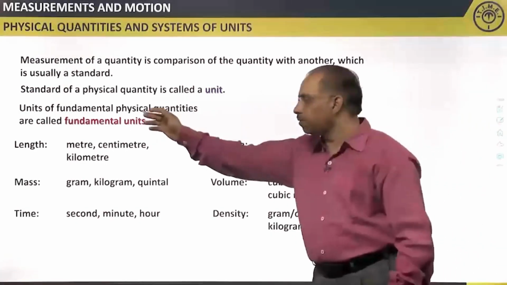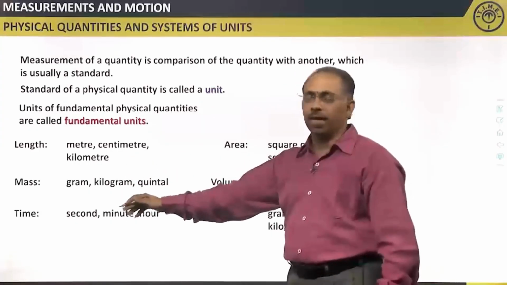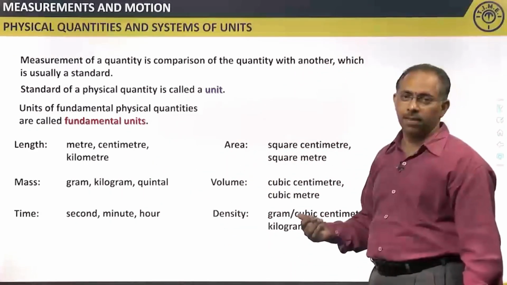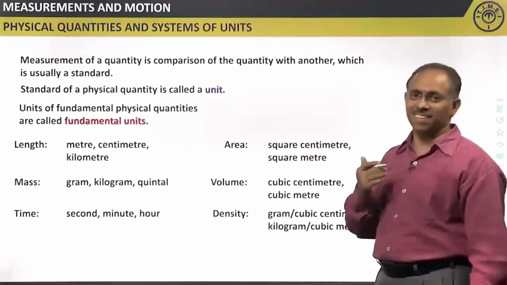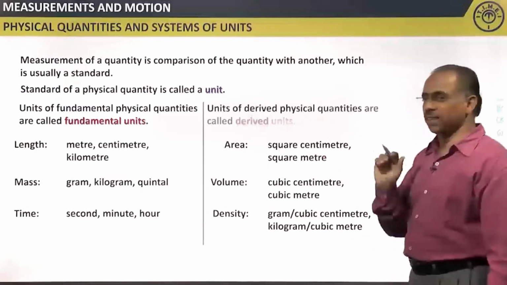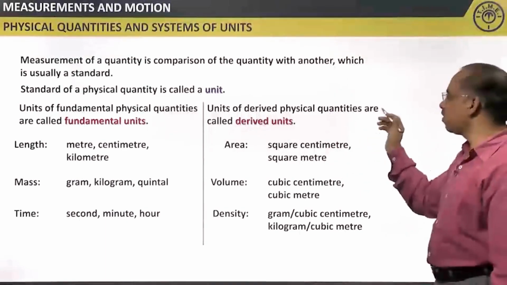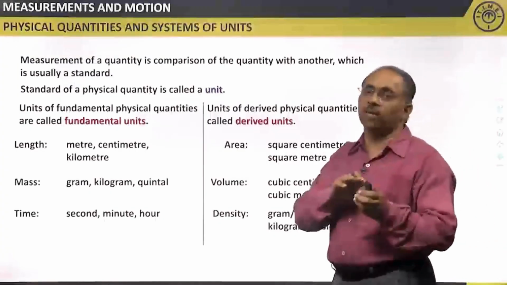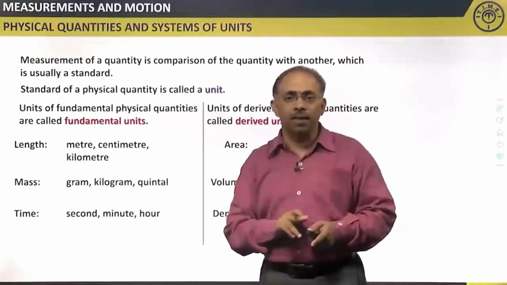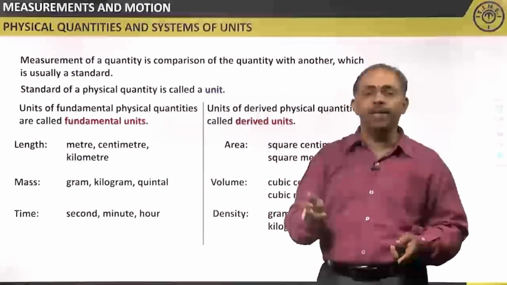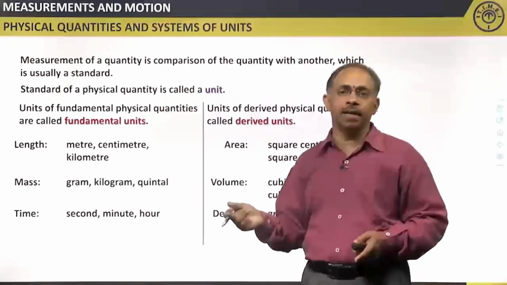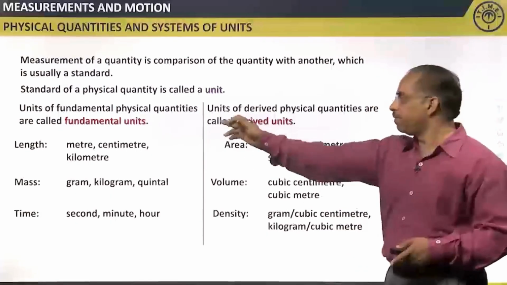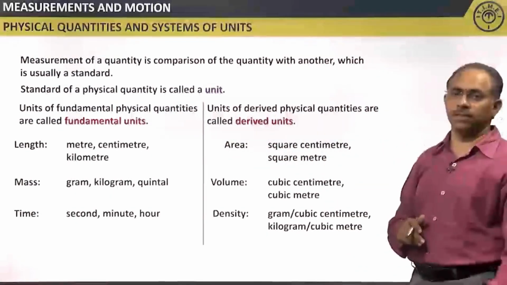Whatever you have categorized as fundamental units, how do you name the others? Have a guess. It is nothing but derived units. Units of derived physical quantities are called derived units. Just like you categorize measurable physical quantities into two categories, fundamental and derived, you can also categorize units into fundamental and derived units.